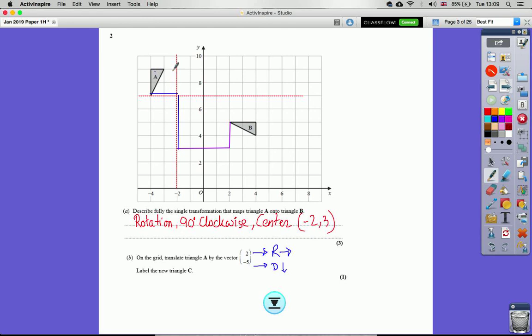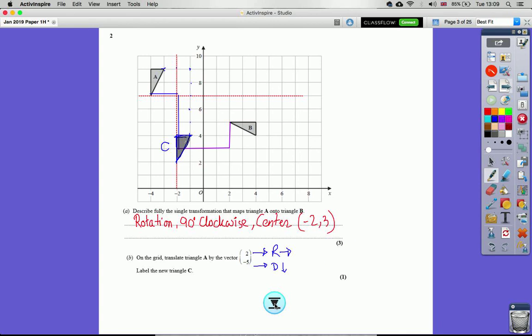Okay, so I'm going to take this triangle. So I go 2 units, 1, 2. So this point will come here. Then I go 5 units down, 1, 2, 3, 4, 5. So this point has come here. So I'm going to draw the triangle. And that's going to be my new triangle, which I'm going to label triangle C. And that's your transformation question done for the first part of question 2.